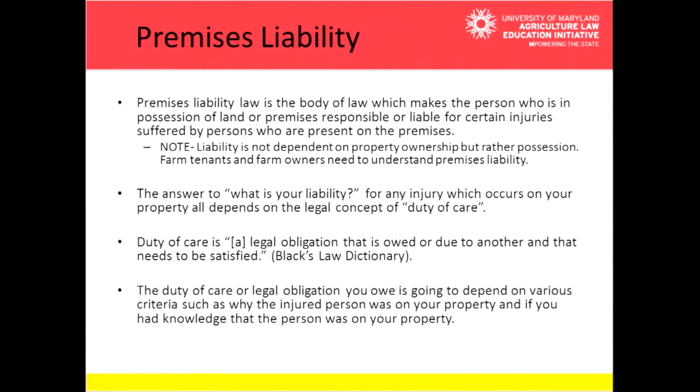Premises liability is the body of law which makes a person who is in possession of land liable for certain injuries suffered by persons who are present on the premises. It's important to note that premises liability is applicable to the person in possession of the land, not necessarily the person who owns the land. This means that a farm tenant could also be liable under the theory of premises liability.